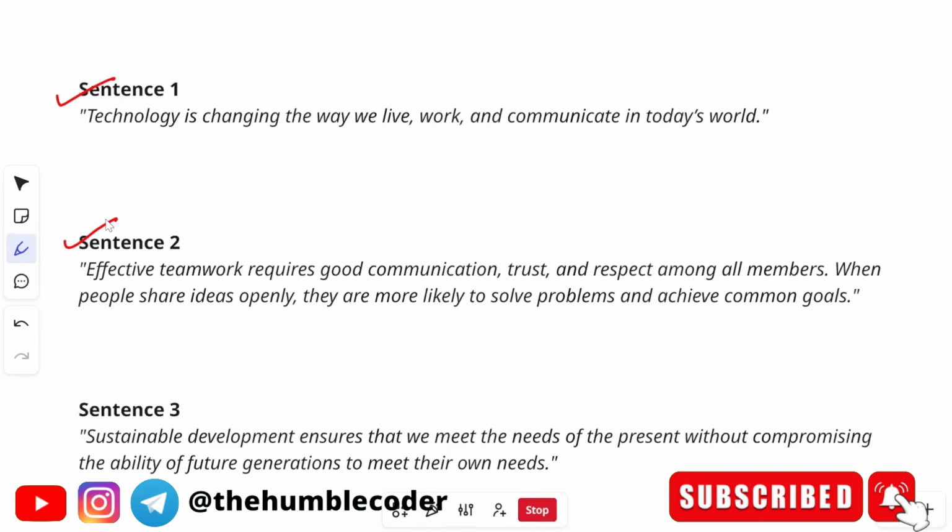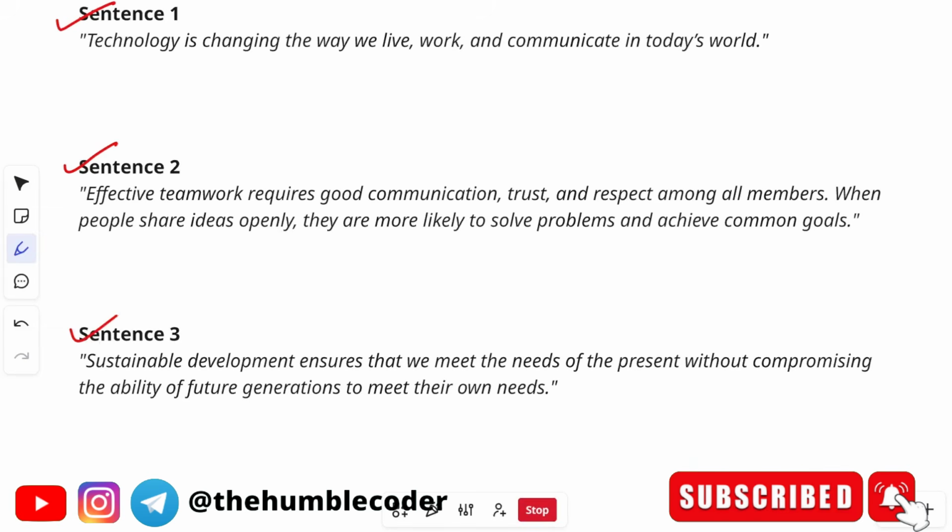Sentence 2, effective teamwork requires good communication, trust and respect among all members. When people share ideas openly, they are more likely to solve problems and achieve common goals. Sentence 3, sustainable development ensures that we meet the needs of the present without compromising the ability of future generations to meet their own needs.